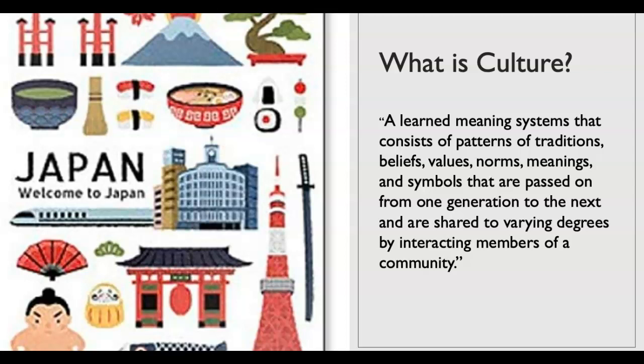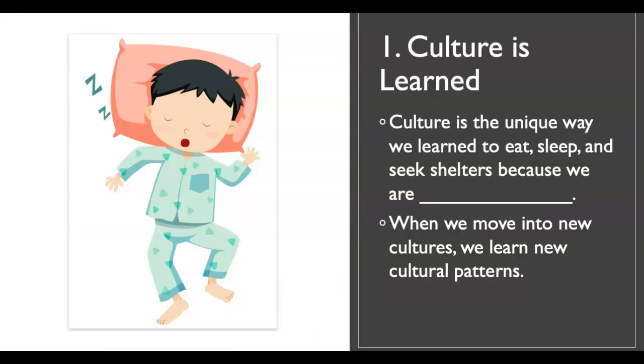So what is culture? Culture is a learned meaning system that consists of patterns of traditions, beliefs, values, norms, meanings, and symbols that are passed on from one generation to the next and are shared to varying degrees by interacting members of a community. And this does sound like a catch-all phrase because it seems like we cannot escape culture. Everything is culture. So, to break it down, let's talk about how we understand culture, right?